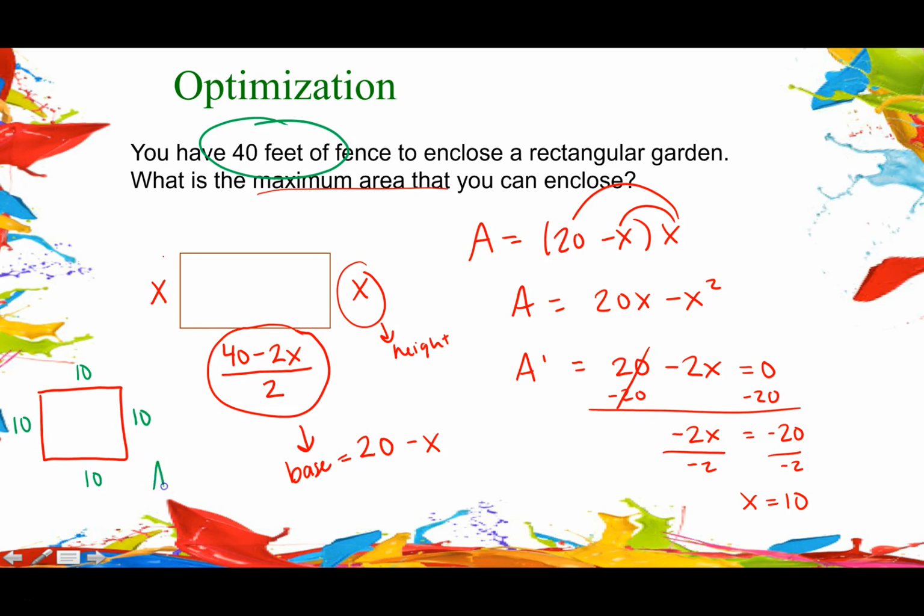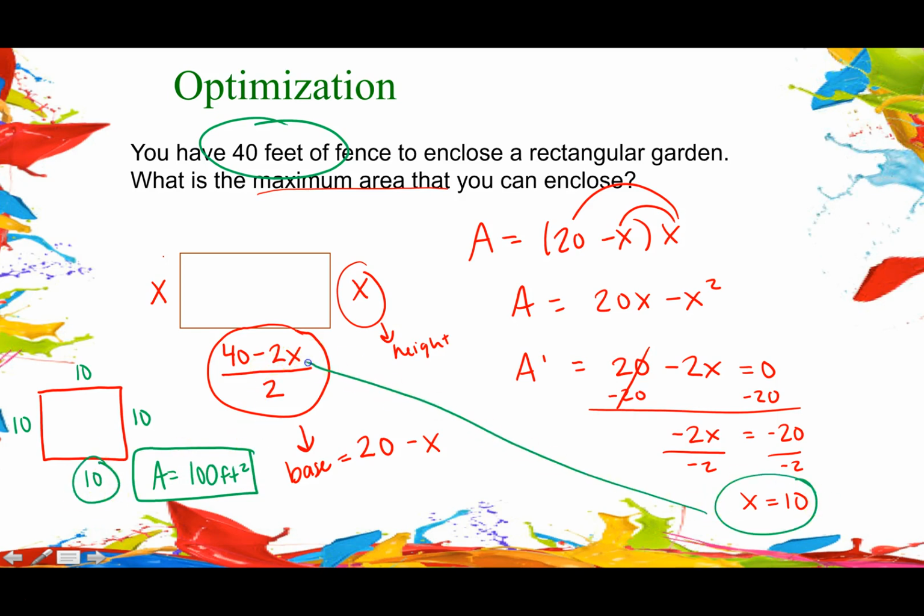So that is going to give me an area of 10 times 10, which is 100 feet squared, or square feet. And if you're not sure how I got this number, you can just think about taking your x value of 10 and plugging it in right there. All right, and that's the answer. We're done with that one.